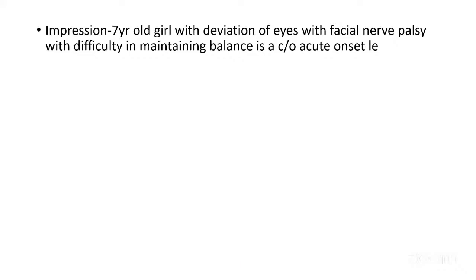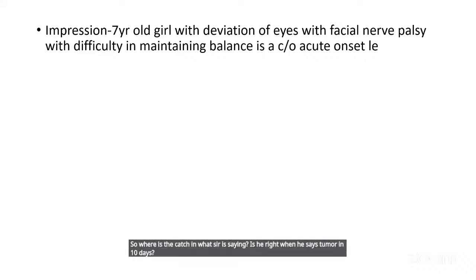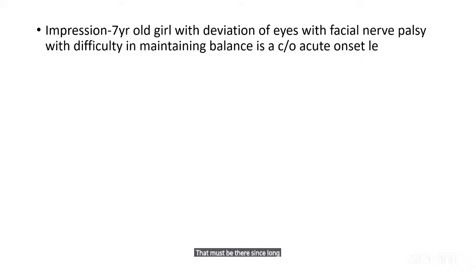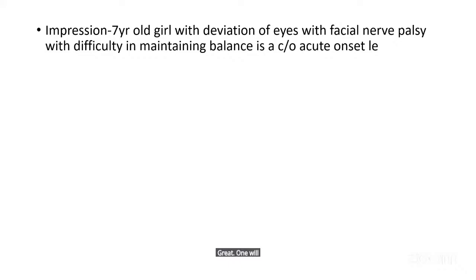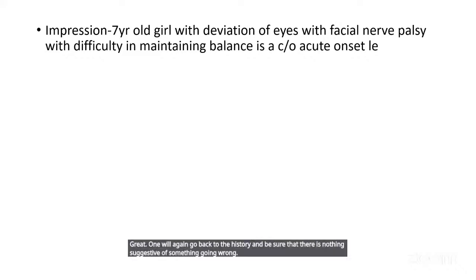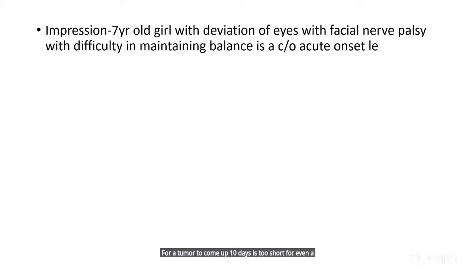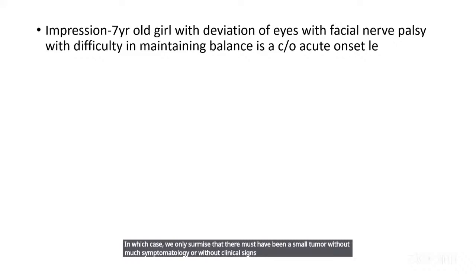Is he right when he says tumor in 10 days? So that must be there since long, but acutely increased in size. So the clinical manifestation has come up now. It's not that the tumor started 10 days back or 11 days back, right? One will again go back to the history and be sure that there is nothing suggestive of something going wrong for a tumor to come up. 10 days is too short for even a malignant tumor to come up. In which case, we only surmise that there must have been a small tumor without much symptomatology or clinical signs, and that suddenly got further enlarged within 10 days' time.